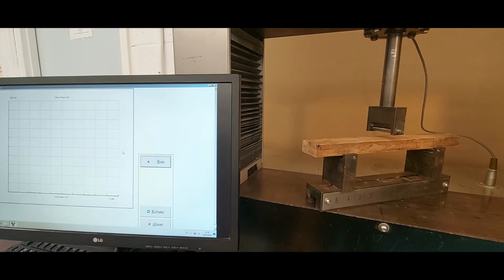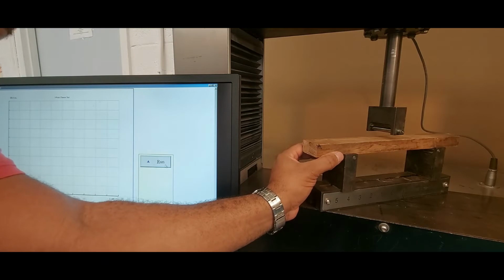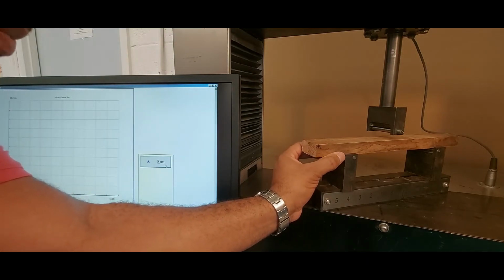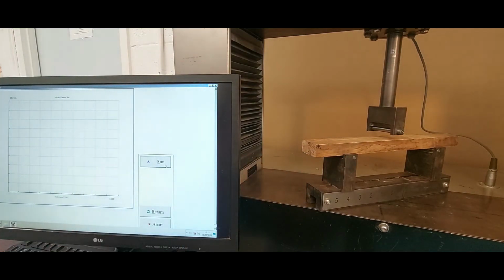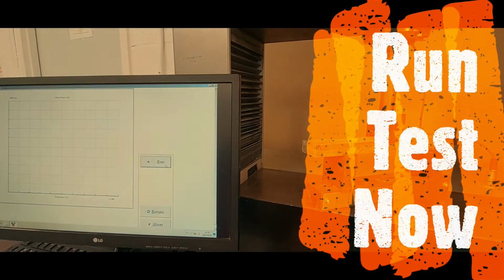And then we have our display with our graph. The next step is to click run. But first, we would check to make sure that the specimen is properly aligned on the fixture. Once that is done, we can proceed. We should also ensure to have on our safety glasses. Now, let's proceed.